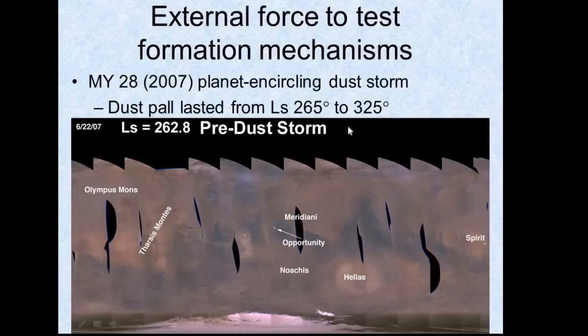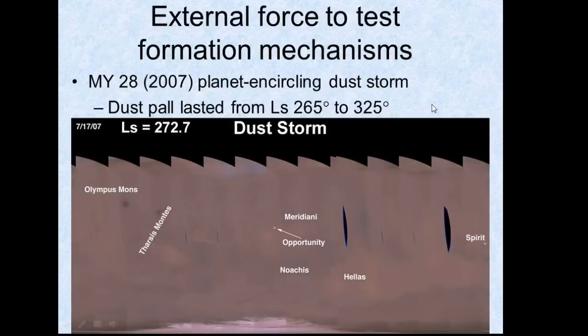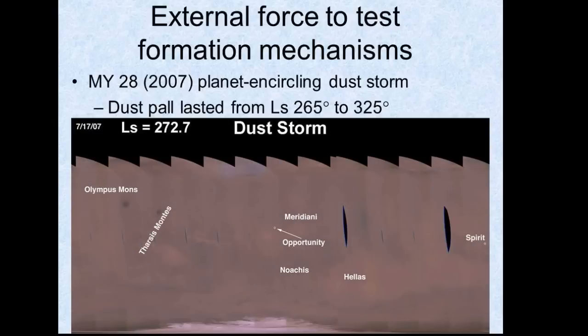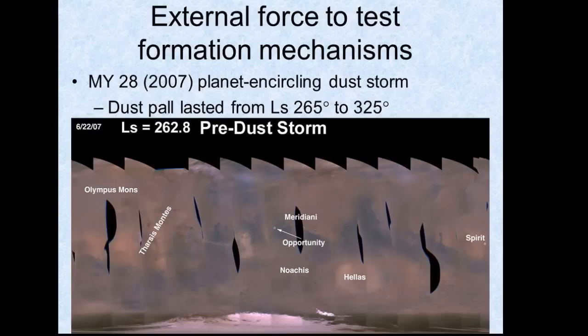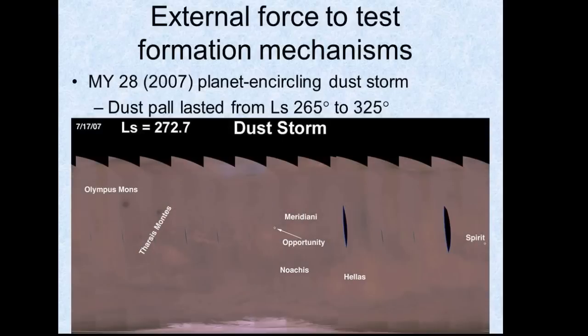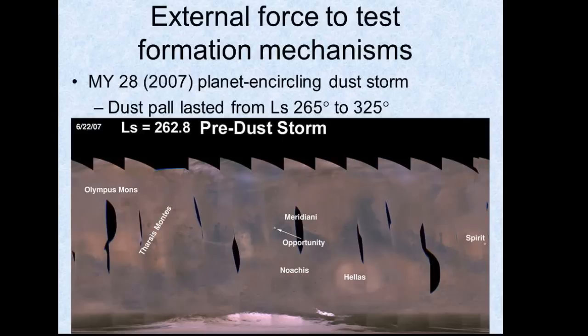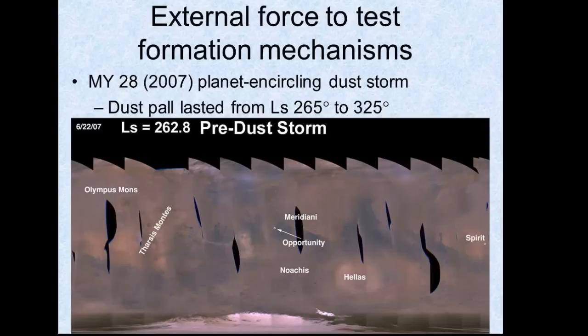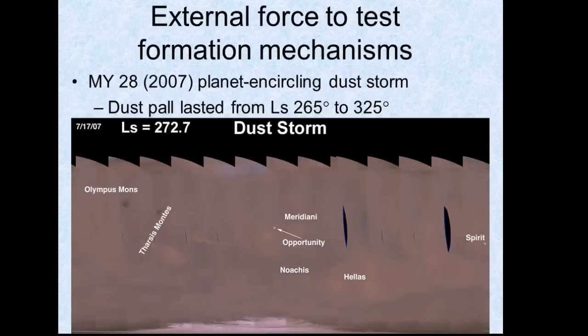So one of the ways to come up with a formation mechanism is really to study what happens when there's an external force. And we got our external force in Mars year 28. This is right when Chryse was getting into a good mapping orbit. These were like the first pictures that came down, and of course, we got this planet-encircling dust storm.